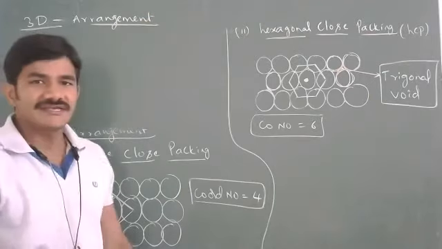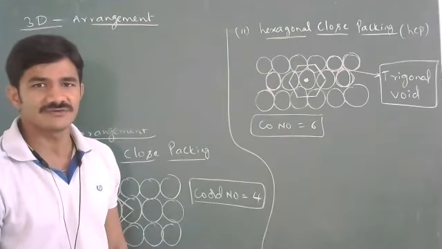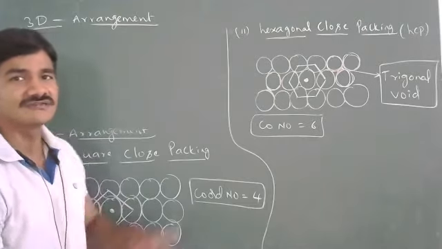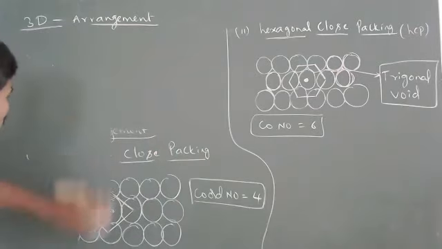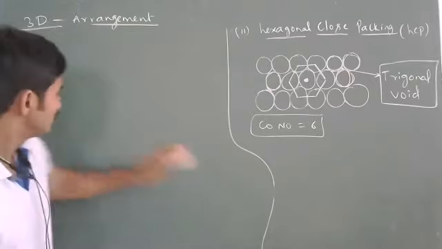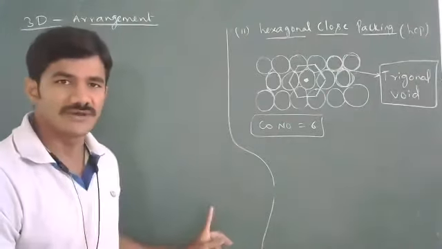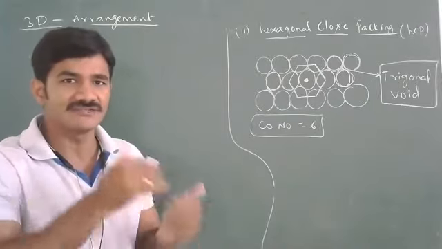3D arrangements are actually real structures. Whatever atoms we can see, whatever crystal structure you see, they are arranged in three-dimensional arrangement. Here we are building the 3D from two types of arrangements. In 2D, we have two types: square close packing and hexagonal close packing. Now, what we are going to do is take square close packing, which has one layer, above that we place another layer, and we make 3D.